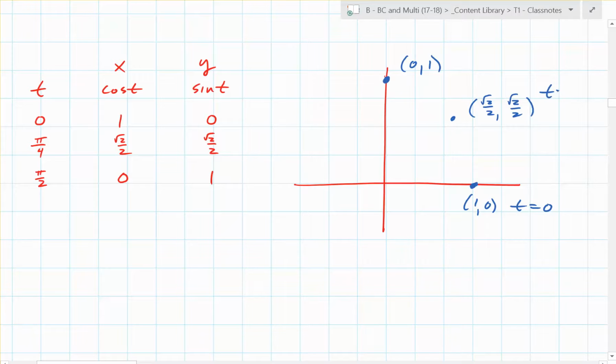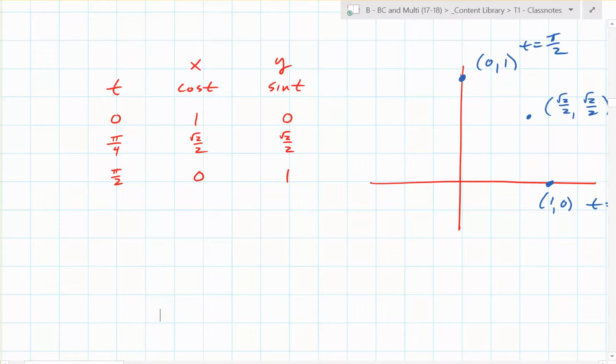So this was time 0. This was time pi over 4. And what was this one? Time pi over 2. If we did another one, what would be another one? Just pi, right? We could just do pi. What's cosine of pi? Isn't it negative 1? Yeah, cosine of pi is negative 1, right?